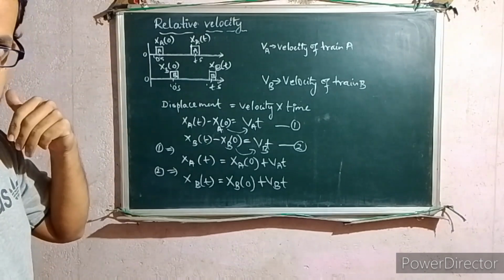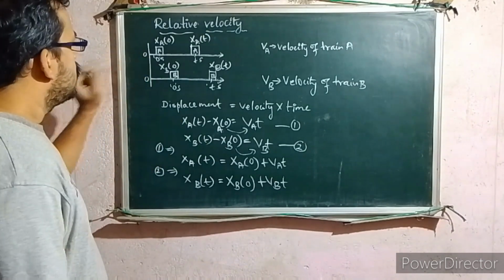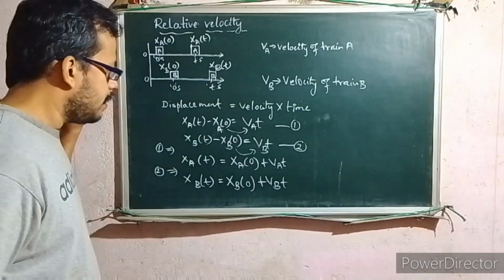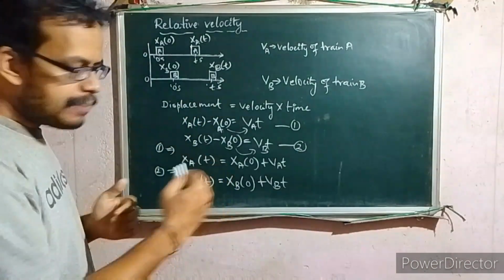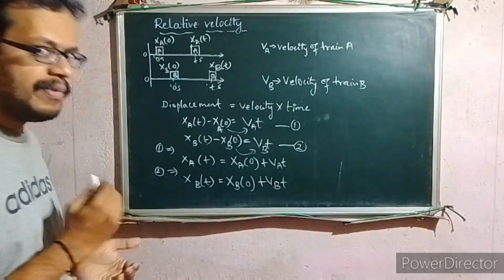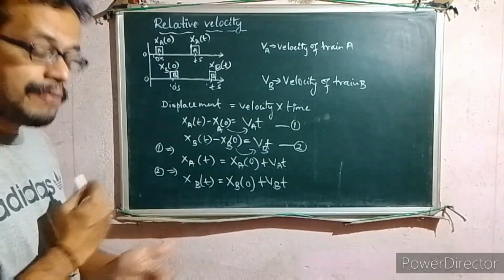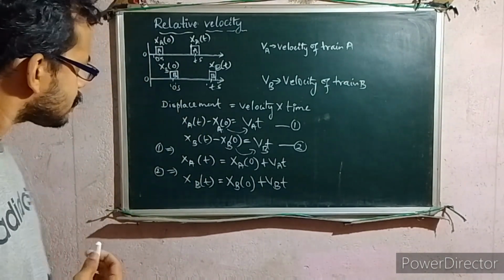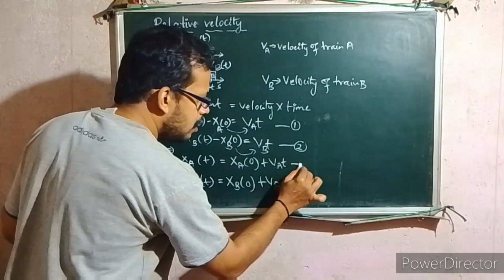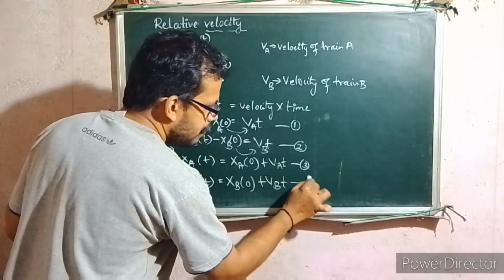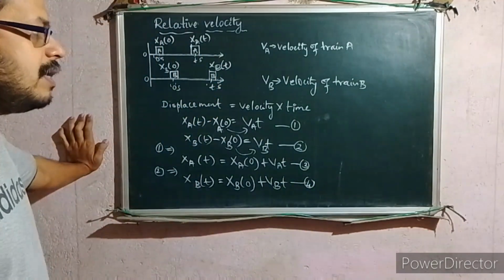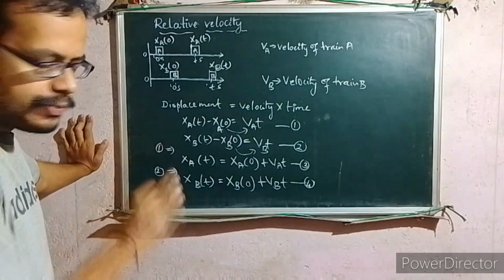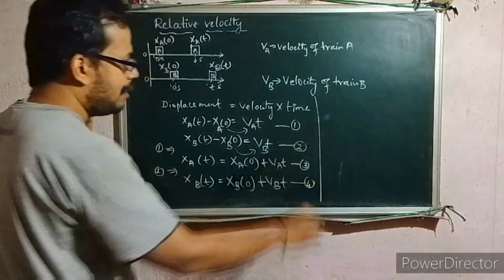What are these? These are nothing but the distance from here to here and here to here. The actual displacement from the original position, not from the point where we are looking from. It is from the origin itself. Okay, I got equations 3 and 4. My intention is just to derive the equation for relative velocity. That is why I am doing this situation.